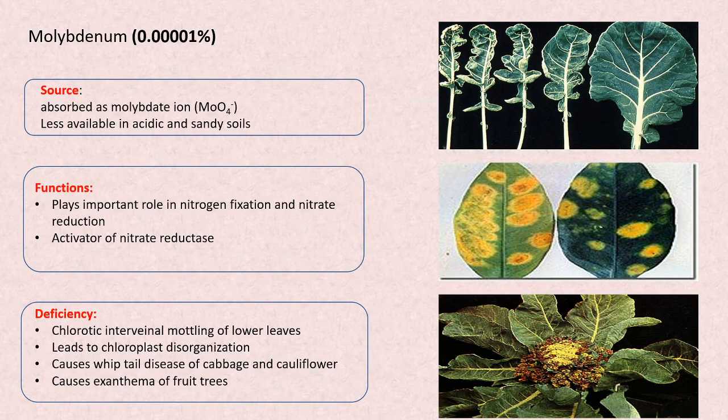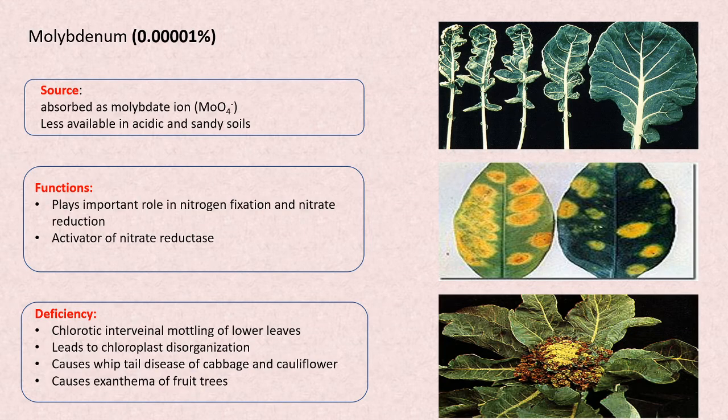Next one is molybdenum. This is present in a very minute quantity, comprising 0.00001% of the total dry weight. Sources of molybdenum: it is readily absorbed from soils with a high pH. It is available in the form of molybdate ion, that is MoO4 minus, in the soil. It is in short supply in acidic, sandy, and granite soils.